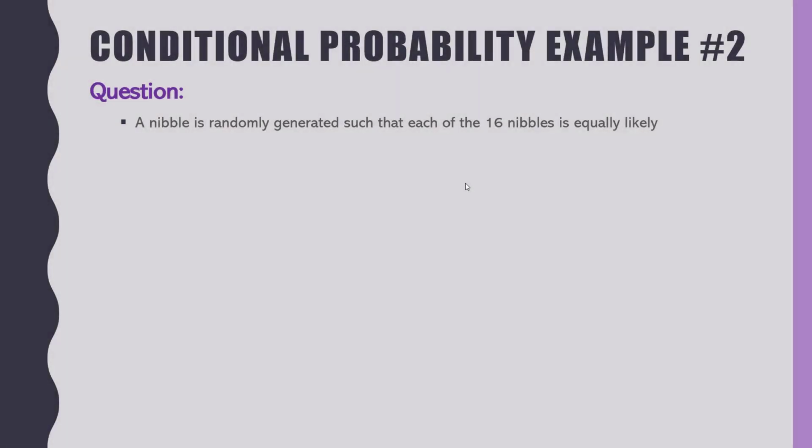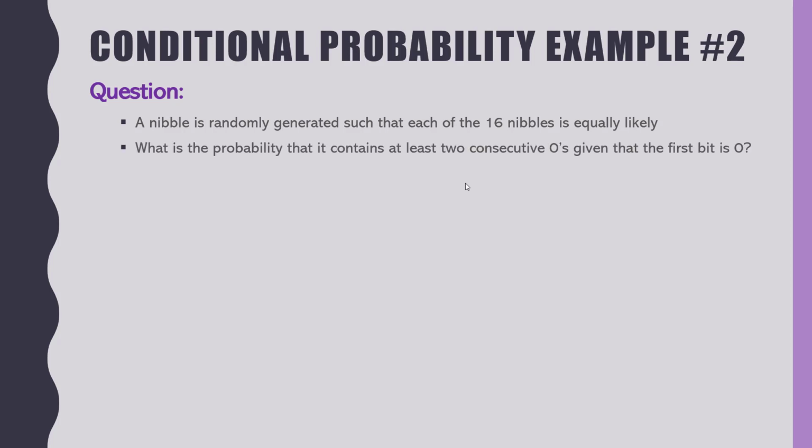Conditional probability example number 2, a nibble. Remember what's a nibble? Half a byte, 4 bits, right? A nibble is randomly generated such that each of the 16 nibbles is equally likely, right? 1, 1, 1, 1, 0, 0, 0, 0, 1, 1, 0, 0. All 16 of those are possible. Why is it 16? 2 to the 4th, right? Because you have 4 slots for a bit and there are 2 possibilities for each one.